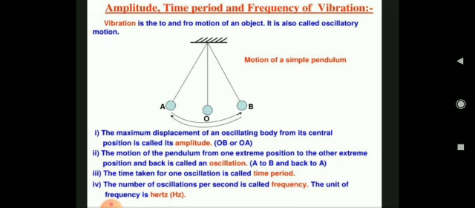The motion of the pendulum from one extreme position to the other extreme position and back is called an oscillation, right? Now the number of oscillations per second is called frequency. The unit of frequency is hertz. Frequency is the number of vibrations of the vibrating body in 1 second, and its SI unit is hertz, right?